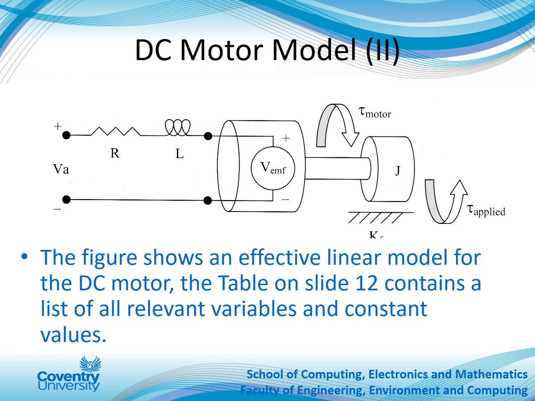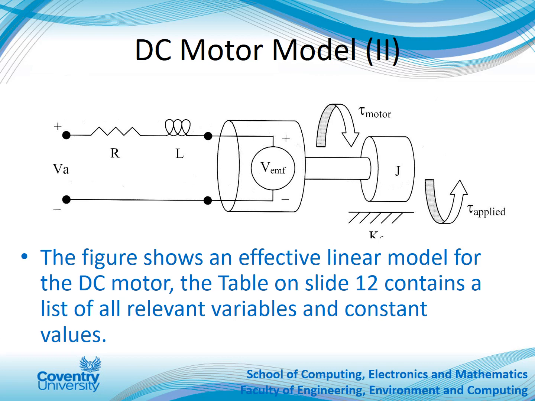Like I said, the list of parameters that I've just mentioned is on the next page. So when you have a voltage VA applied to these terminals of the motor, this generates a current I in the motor armature. Then you have this torque tau m produced by the motor, which is proportional to the current. That's Km, the motor torque constant.